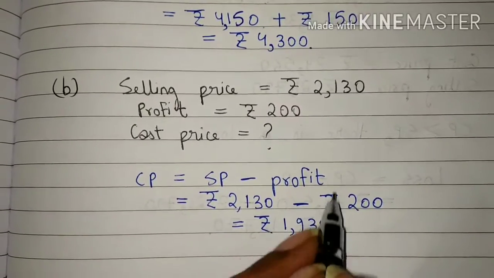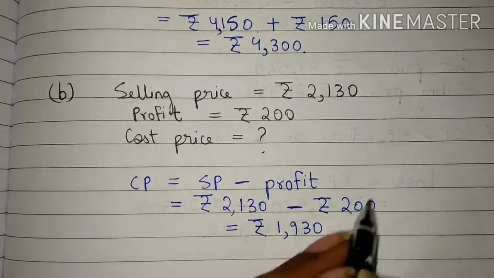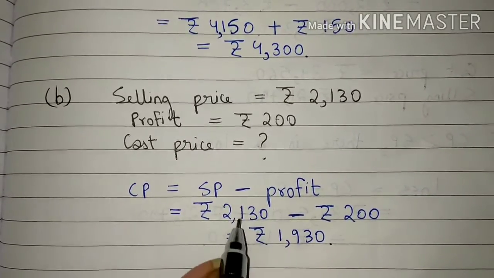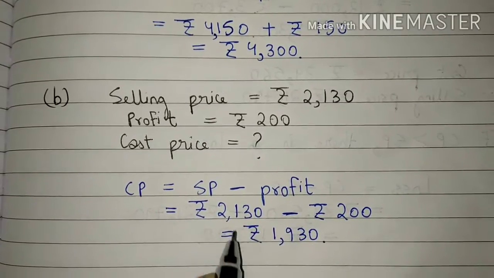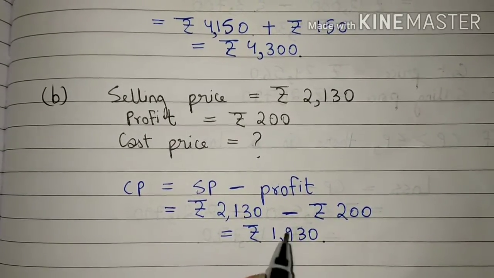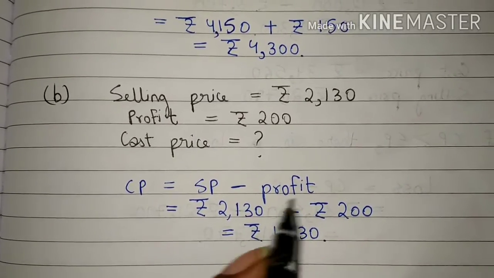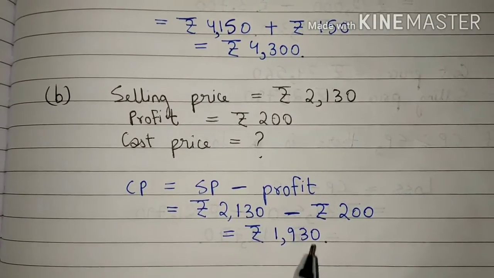Students, when you subtract 200 from 2130, you will get answer 1930. So, cost price is rupees 1930.